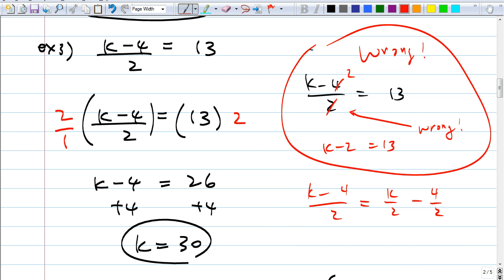Question: can we add 4 to both sides first? Does that help us? If you do, it doesn't get rid of this minus 4. Because, like I said, k minus 4 over 2 really means k over 2 minus 4 over 2. So if you add 4 to both sides, it doesn't get rid of this 4, does it? Because of that 2 on the denominator, it's not the same. So you want to get rid of that 2 on the denominator by multiplying both sides by 2. Does that make sense?